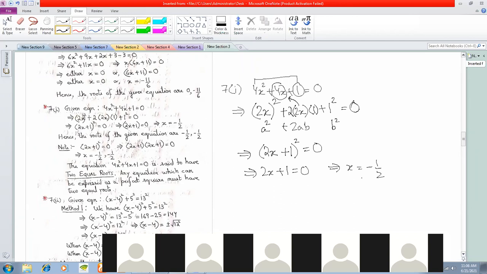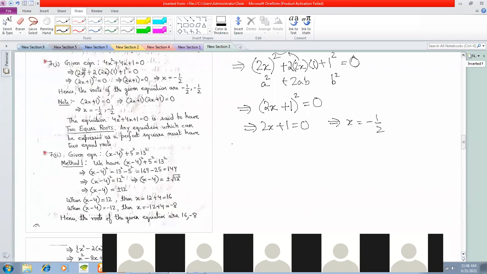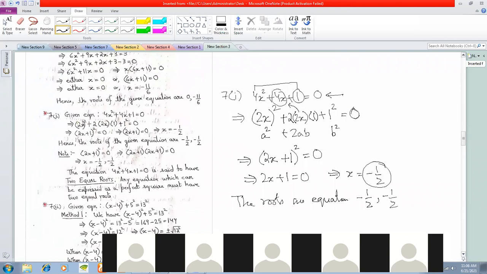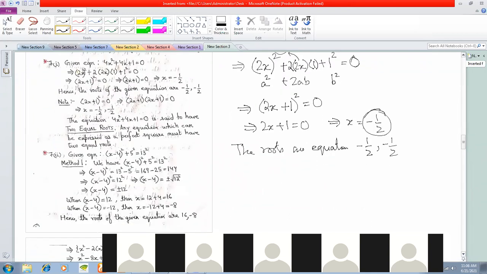Now you'll say that we are getting only one root here, but a quadratic equation should have two roots. Actually, there are two roots because the roots of the equation are equal, minus half and minus half. You're getting x is equal to minus half and we are solving a quadratic equation. There should be two roots, but since we are getting only one value, we say there are two equal roots, minus half and minus half. Okay, so this I have mentioned here. You can go through this, two equal roots.